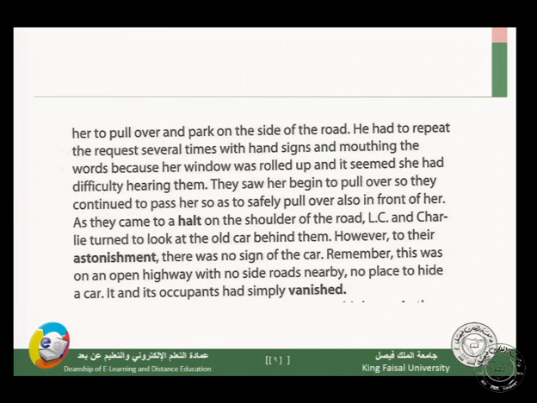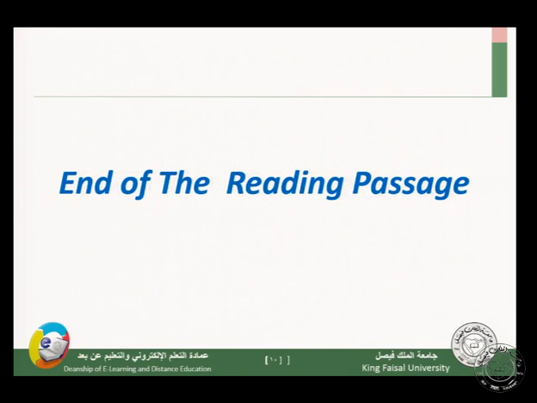Remember that this was on an open highway with no side roads nearby, no place to hide a car, and its occupants had simply vanished. So the car with the woman and the child vanished from the place. It disappeared. So vanish here means disappeared. Okay, that's the end of the passage.